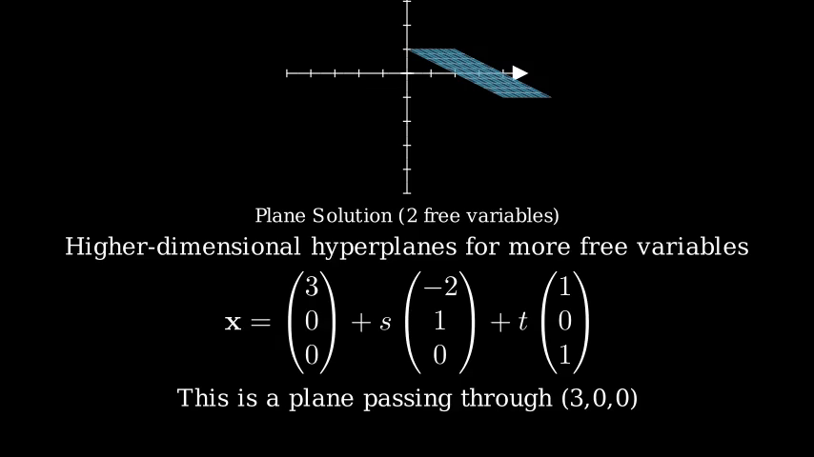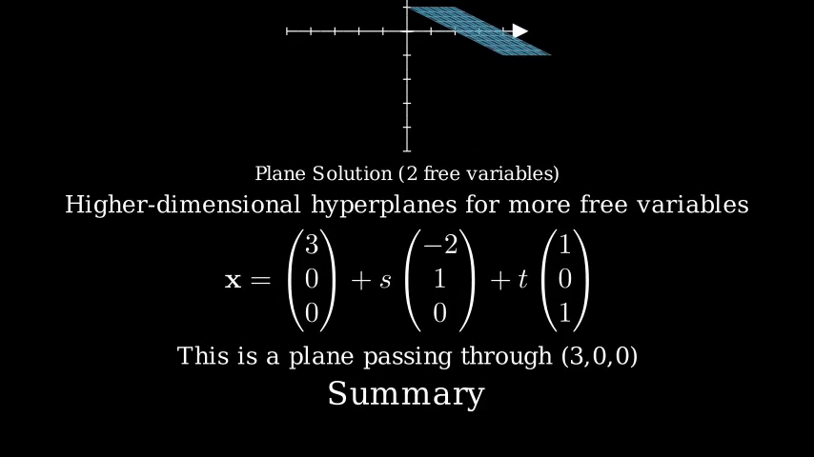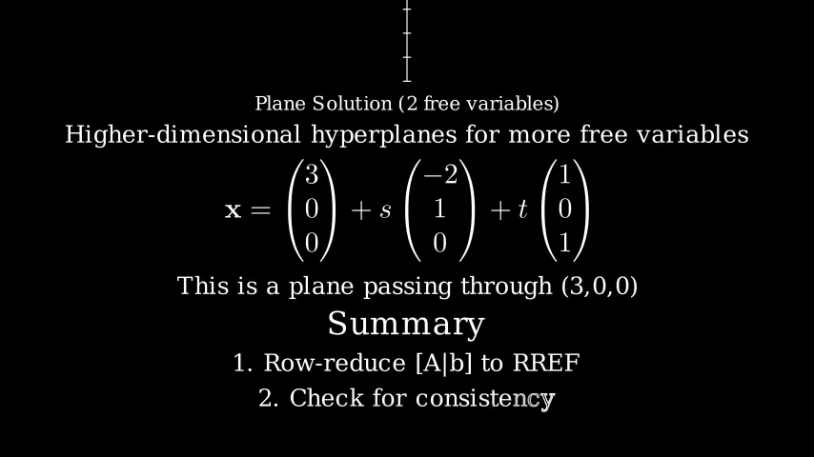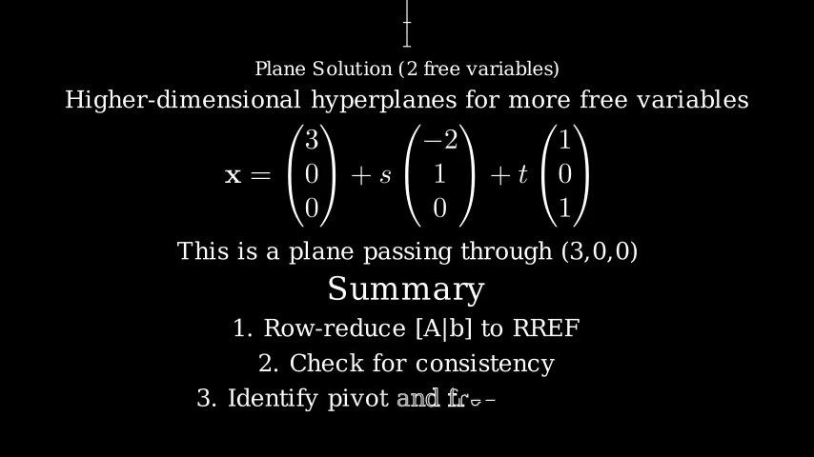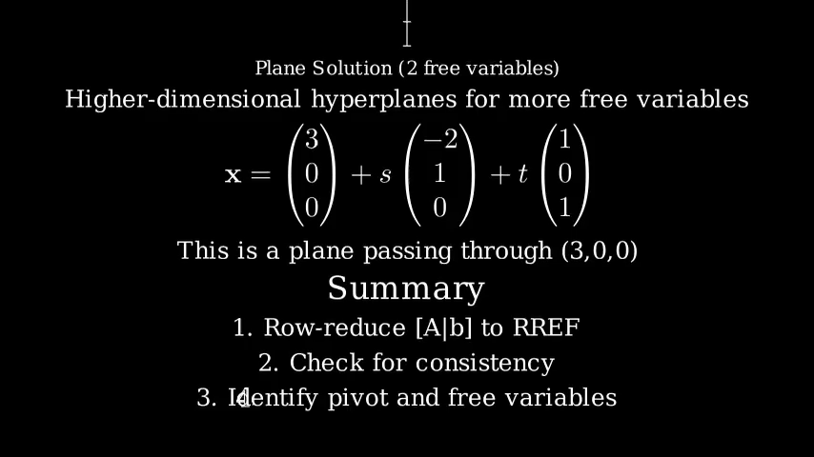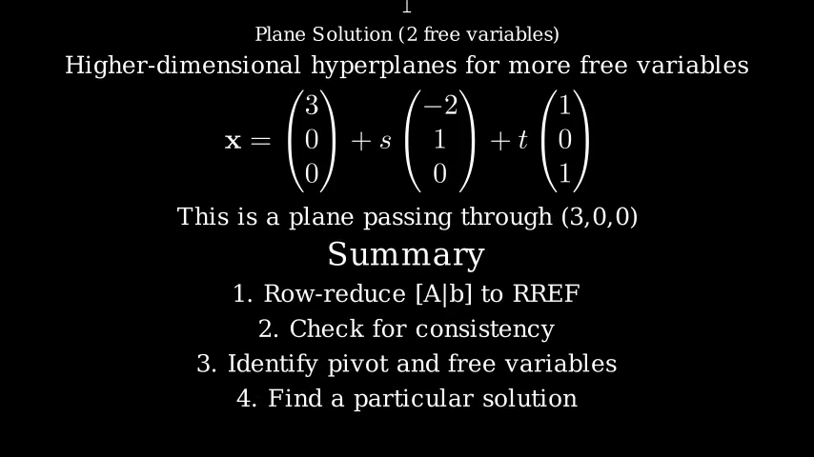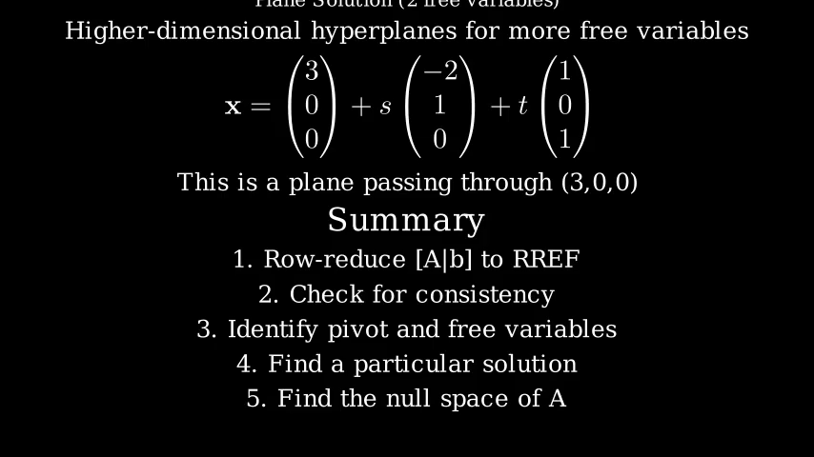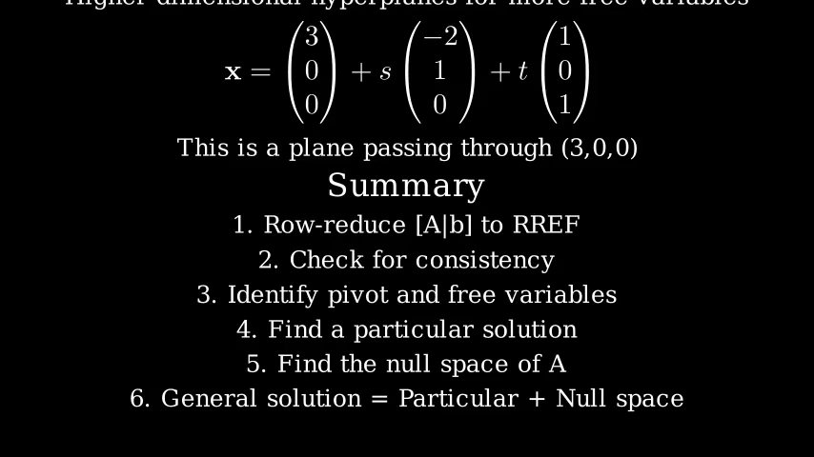In summary, to solve the matrix equation AX equals B, first, row reduce the augmented matrix AB to RREF. Check for consistency by looking for 0 rows with non-zero right-hand sides. Identify pivot and free variables. Find a particular solution by setting free variables to 0. Find the null space of A by solving AX equals 0. The general solution is the particular solution plus any vector in the null space.